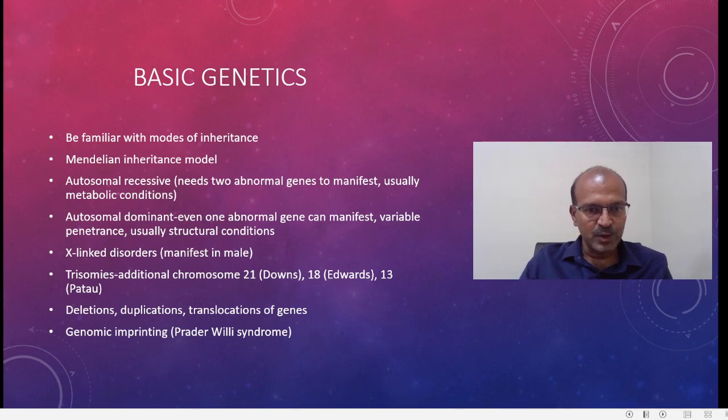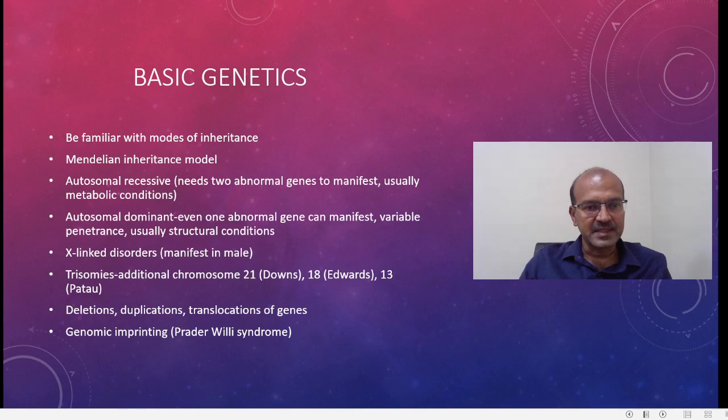We can have the autosomal dominant condition where even one abnormal gene can manifest, and this is usually variable penetrance, which means the presentation can be different in different individuals, or different generations may be affected differently. Most of the autosomal dominant conditions are structural conditions related to cartilage, bone development, and so on.